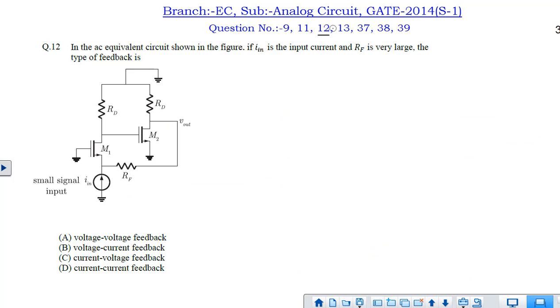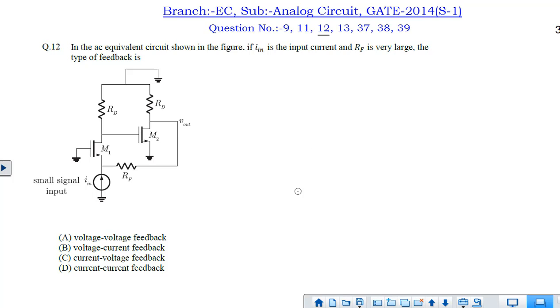Next question is question number 12. In this question, a circuit is basically given and there is a feedback thing given. IN is the supply input current and RF is the very large resistance connected across the feedback circuit. We have to find out what is the type of feedback.